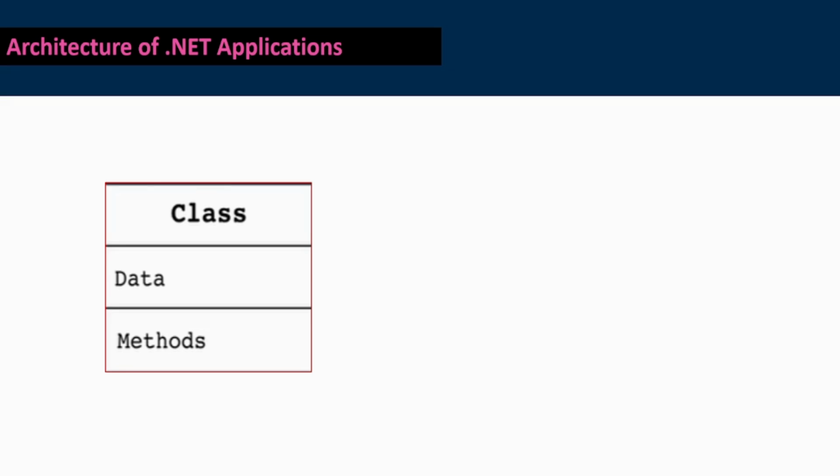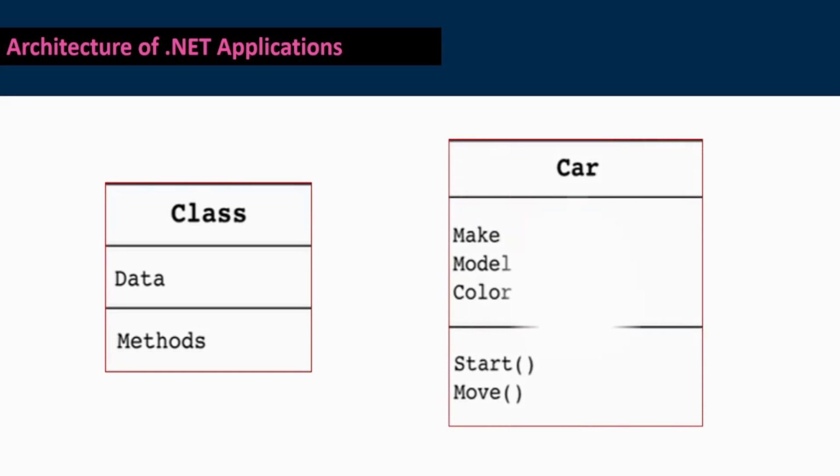We had done this many times. If we give the example of a class, for example a car, the make, the model and the color will be the attributes, the properties of it. And when we say start or move, we say it's an action, so we say it's a method, isn't it? So this is the thing you have to always remember about the architecture of .NET.